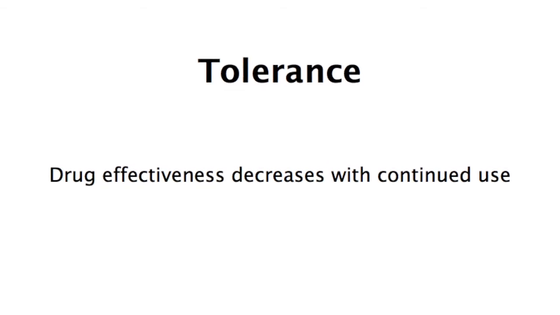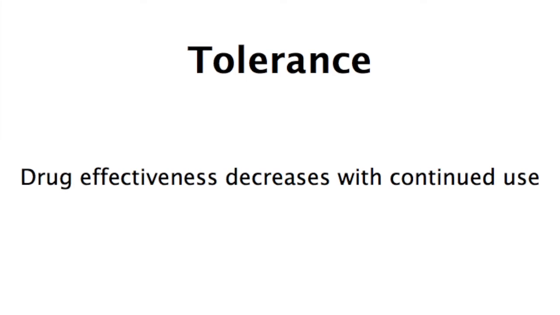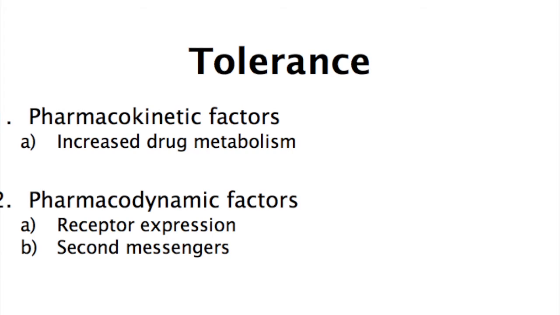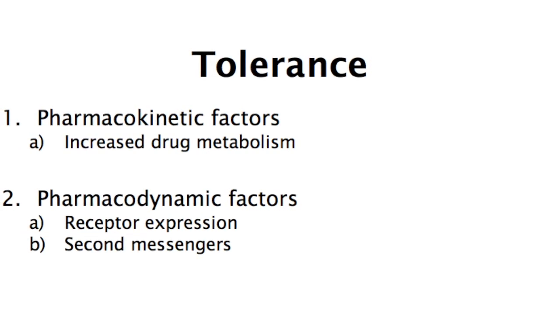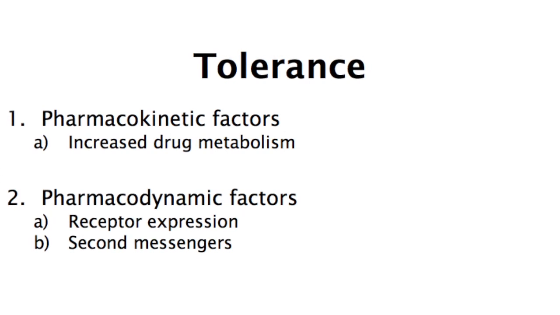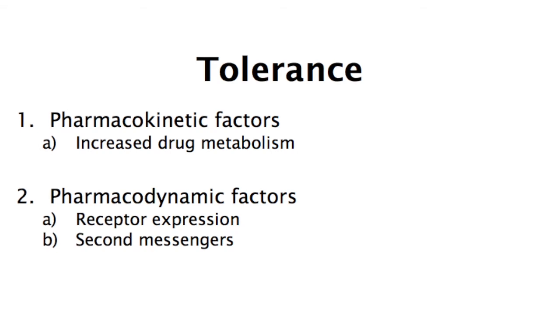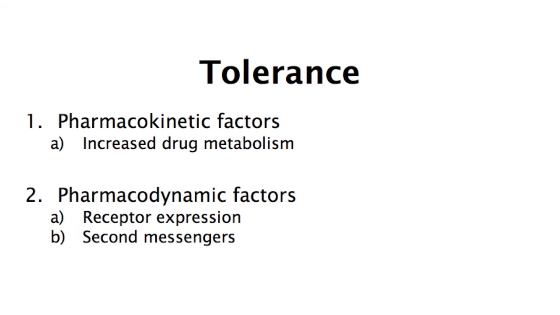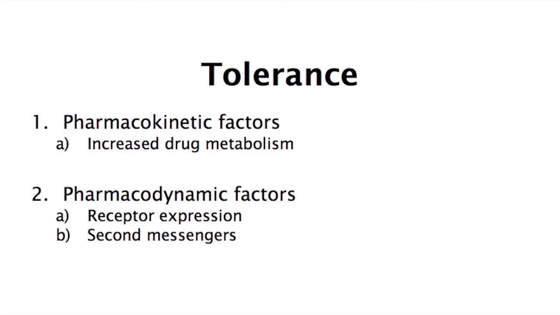So let's conclude with a brief discussion of the development of tolerance to a drug's effects. Animals can develop tolerance either due to pharmacokinetic or pharmacodynamic factors. Pharmacokinetic factors would include an increase in drug metabolism leading to a decrease in drug concentrations for a given dose, whereas pharmacodynamic factors refer to effects relating to how the presence of the drug can alter the expression of either the receptor or its second messengers.